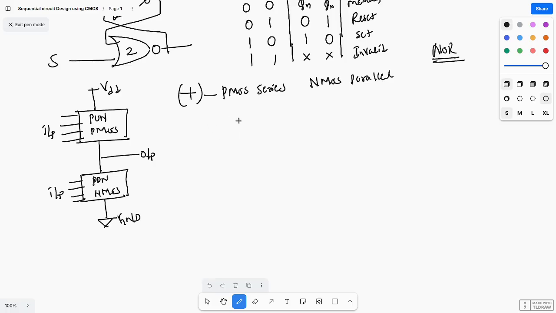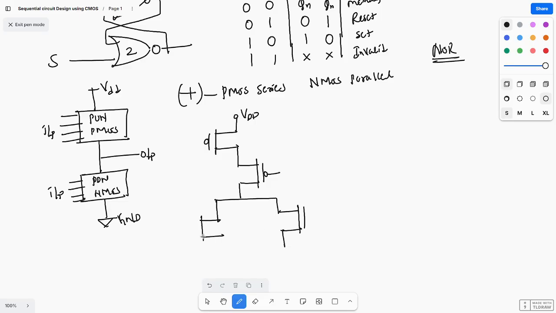Okay, so here if you see, this is VDD. Plus means what? PMOS will be in series. And here NMOS will be in parallel. So this is connected to ground.